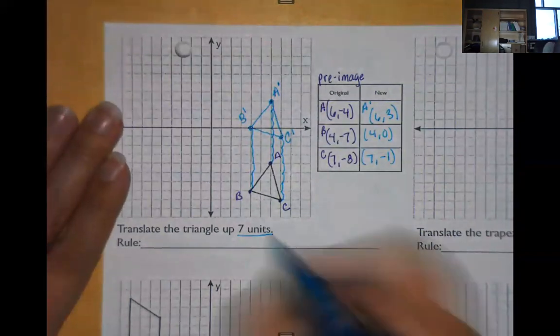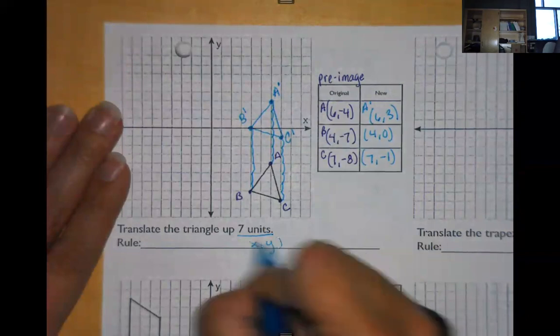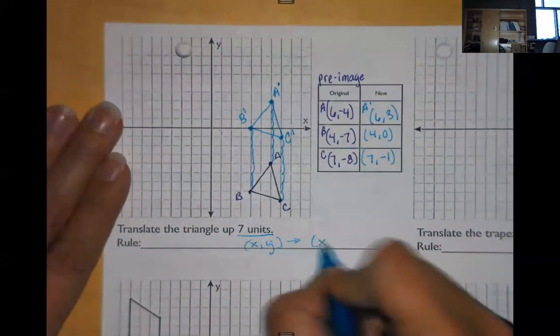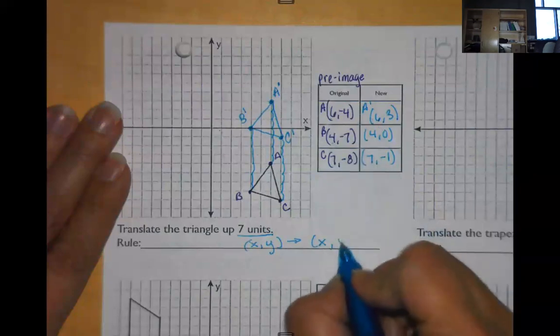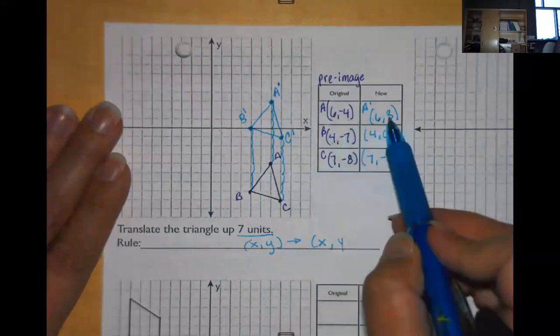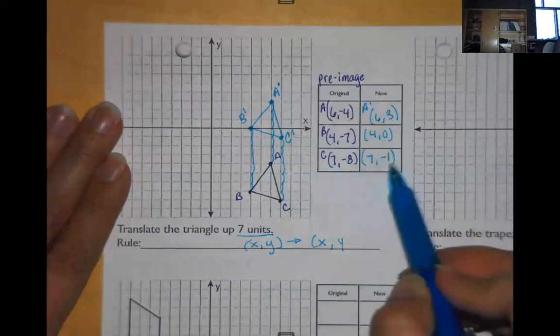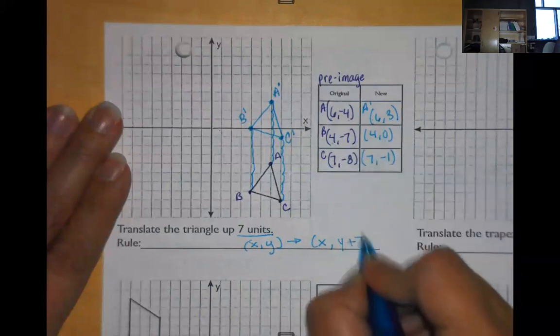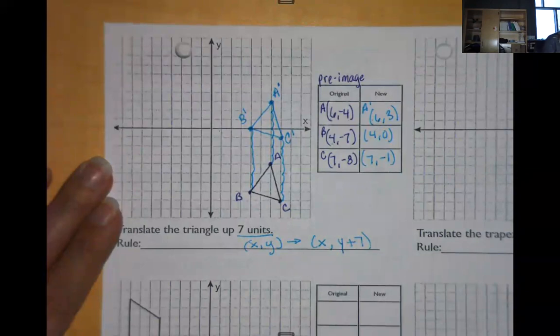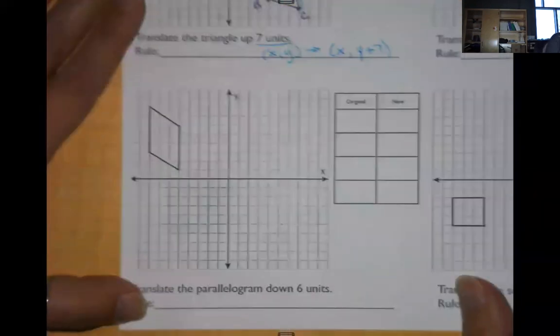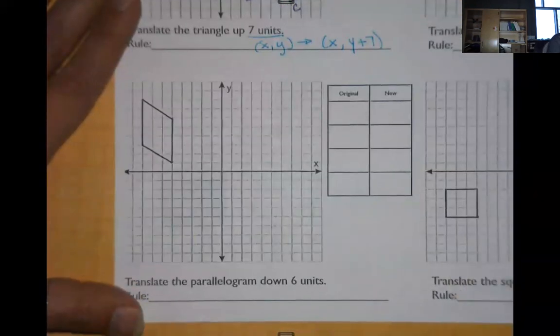All right, so our rule is going to be X, Y. That was our original. And then the X did not change. You can see the X on each of these stayed the same. But the Y, we went from -4 to 3, -7 to 0, -8 to -1. We added 7s. Okay, we'll do one more together, and then I'm going to have you try the other two.